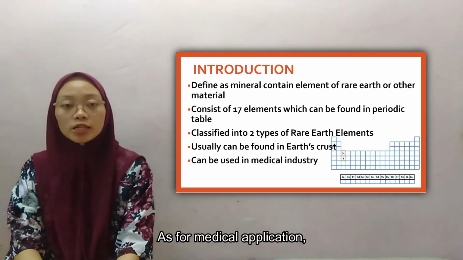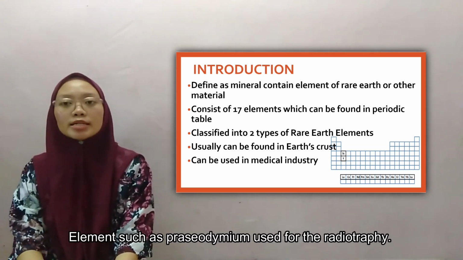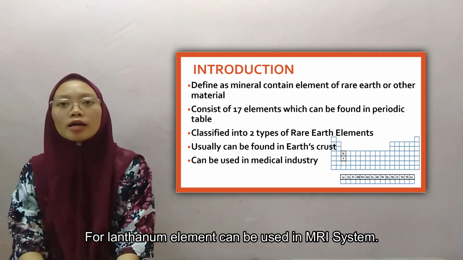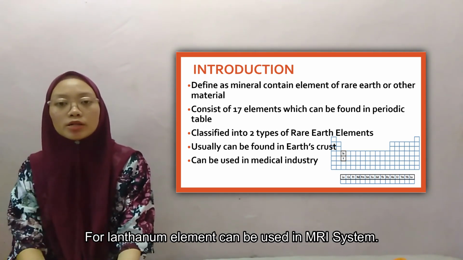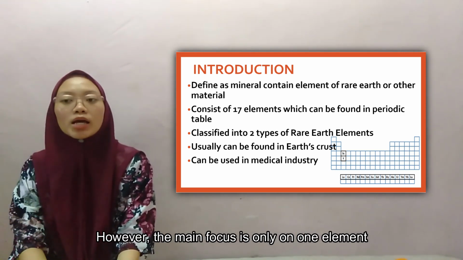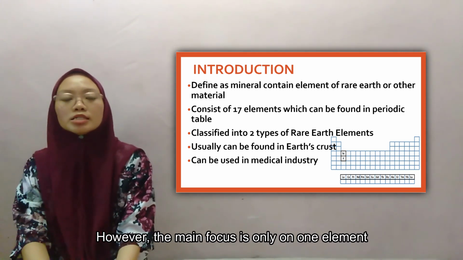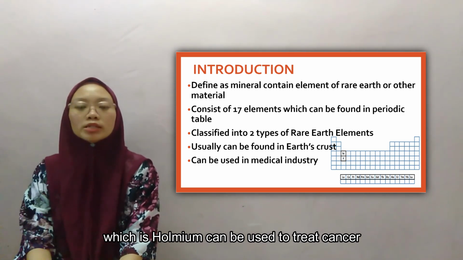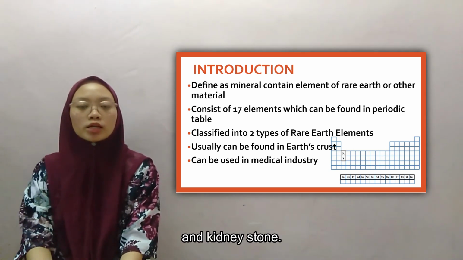As for medical applications, elements such as praseodymium can be used for radiotherapy, and the element lanthanum can be used for the MRI system. However, the main focus is only one element, which is holmium, which can be used to treat cancer and kidney stones.